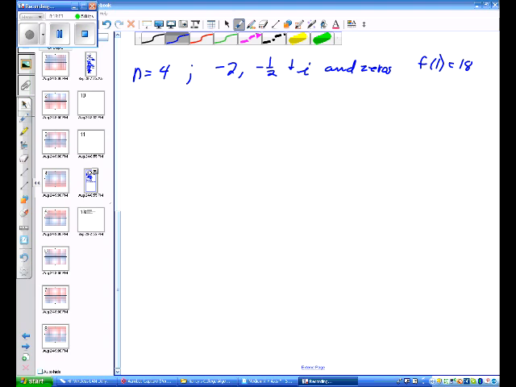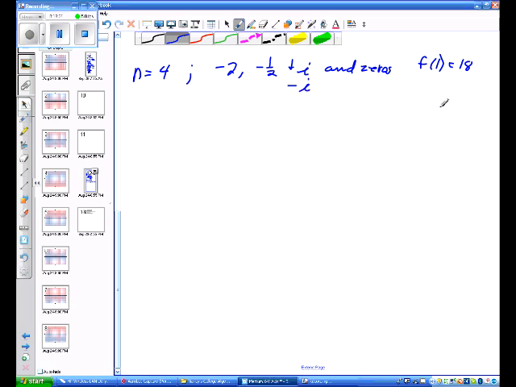Okay, let's look at this problem, and we're going to go through again with it and find our equation that will give us this information. First of all, we wanted an equation of the 4th degree. We want n to be 4. We want to have -2, -1/2, and i as zeros, which means then that we will also have -i.